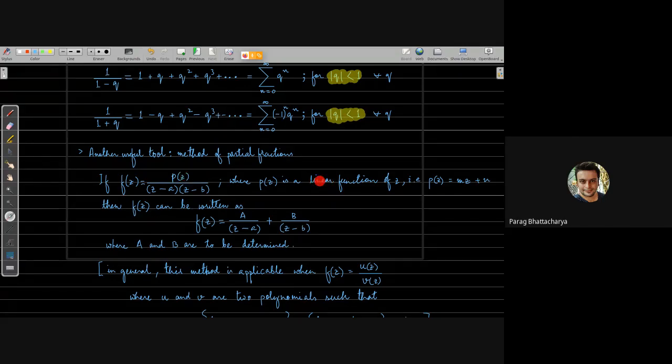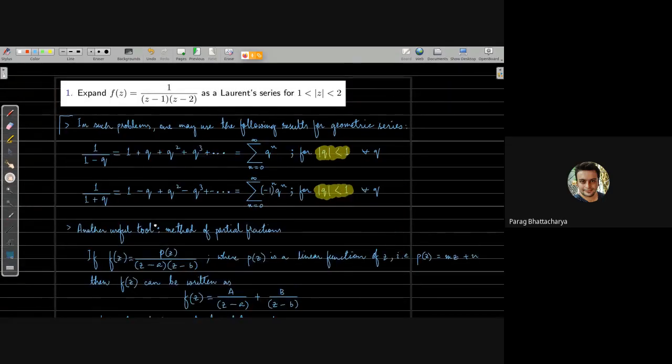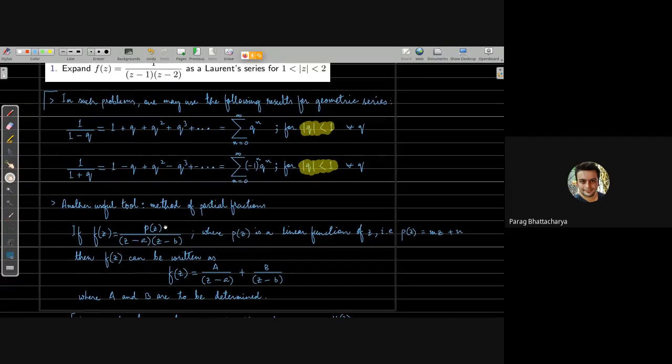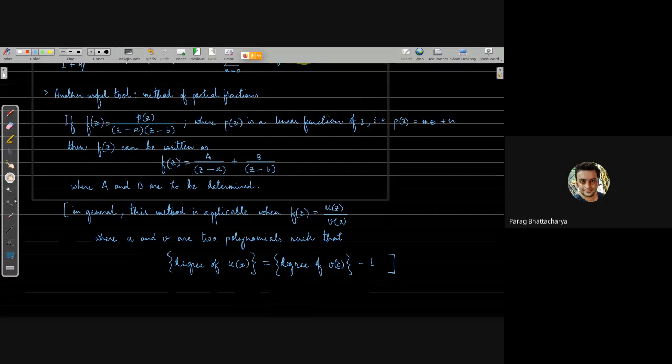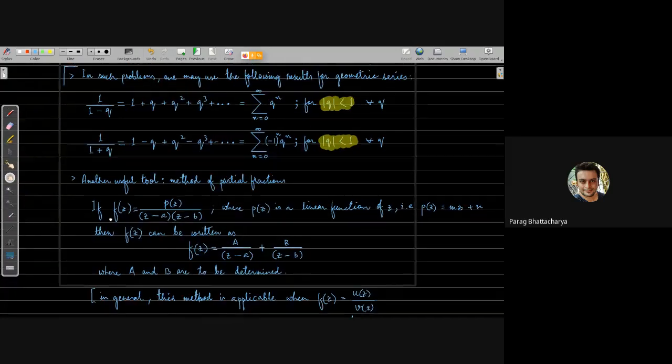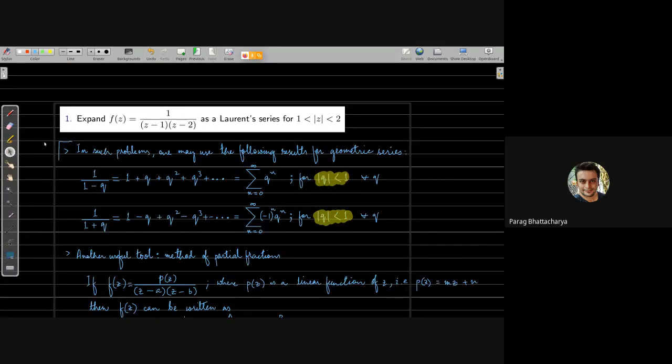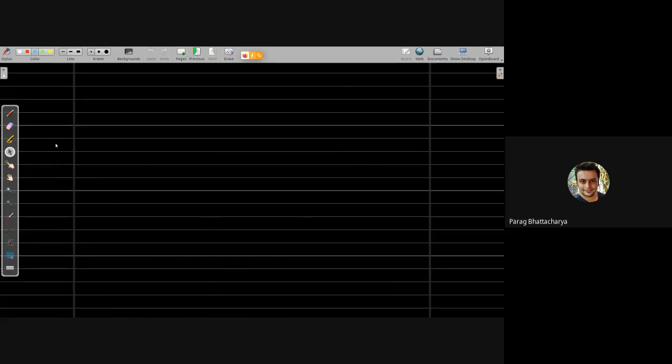Okay. So for these kinds of problems, you can use these two tools. You can use this result for a geometric series, and you can use this method of partial fractions. Both of these we can use to solve the problem that is given here very easily. Okay, so let's do that. So this is the problem.